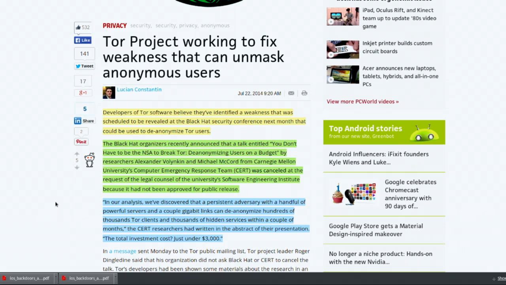They say, in our analysis, we've discovered that a persistent adversary with a handful of powerful servers and a couple gigabit links can de-anonymize hundreds of thousands of Tor clients and thousands of hidden services within a couple of months. The CERT researchers wrote this in the abstract of their presentation. They say their total investment was just under $3,000.